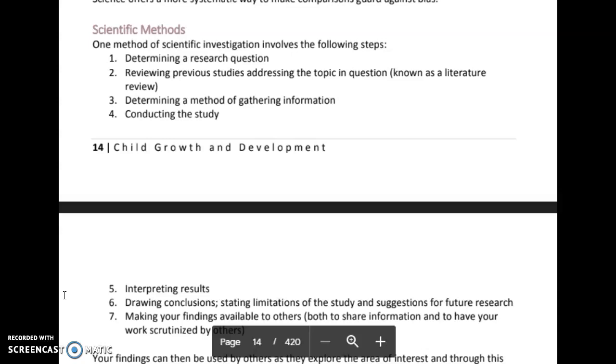Next, you're going to determine a method of gathering information. So are you going to use a survey? Are you going to do observation? Are you going to have a questionnaire? All of those types of things. What are you going to do to collect your data?